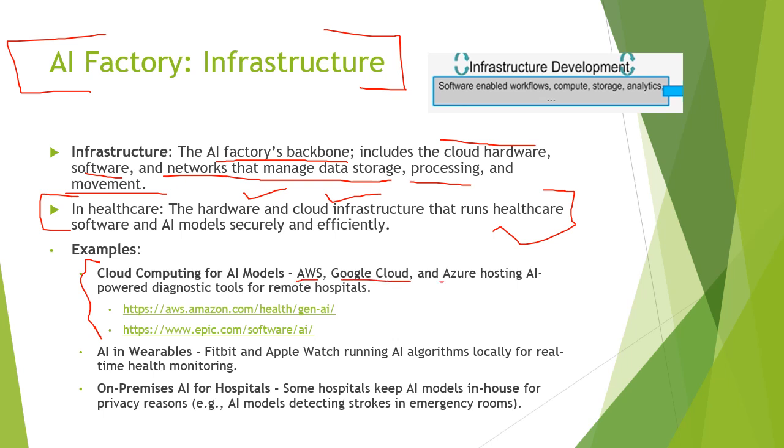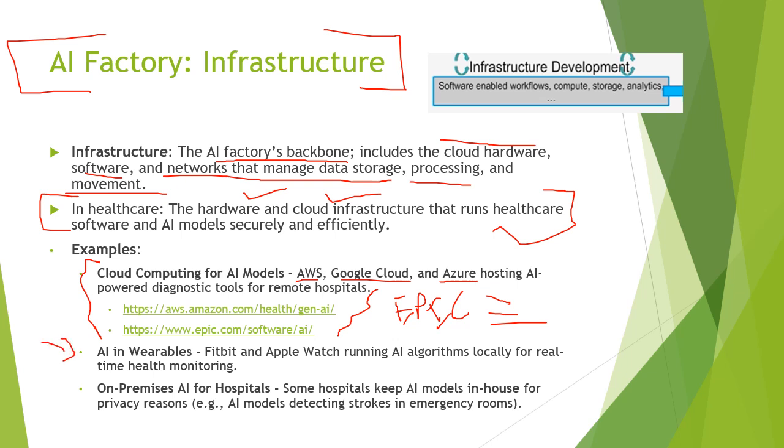AWS, Google Cloud, and Microsoft Azure have a lot of different healthcare tools. AWS has Health Gen AI. Epic is also a really healthcare-centered cloud company with a lot of different types of tools within this cloud infrastructure, like software and AI models and that type of thing. If you just Google Epic AI cloud, you'll find that.